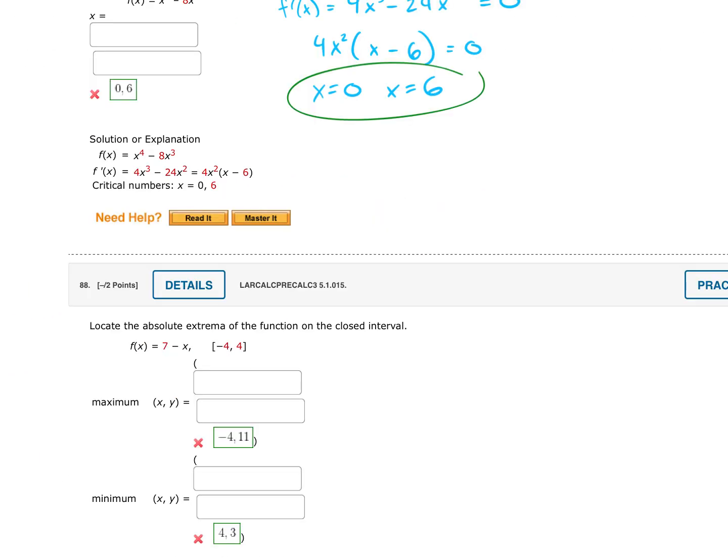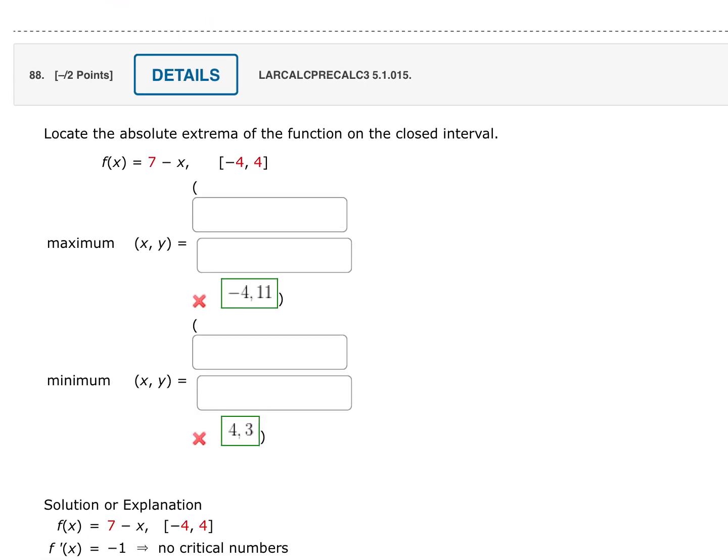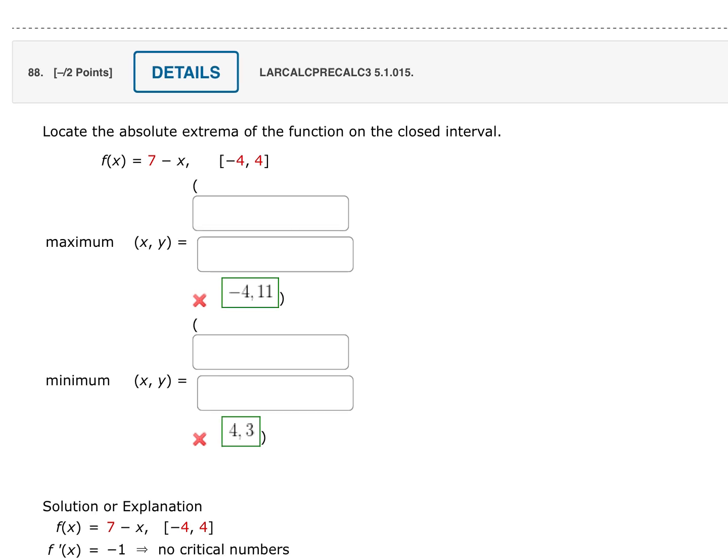For 88, similar, we want to find our critical numbers. We end at 10, right? Okay, 15 minutes. Time flies when you're having fun.